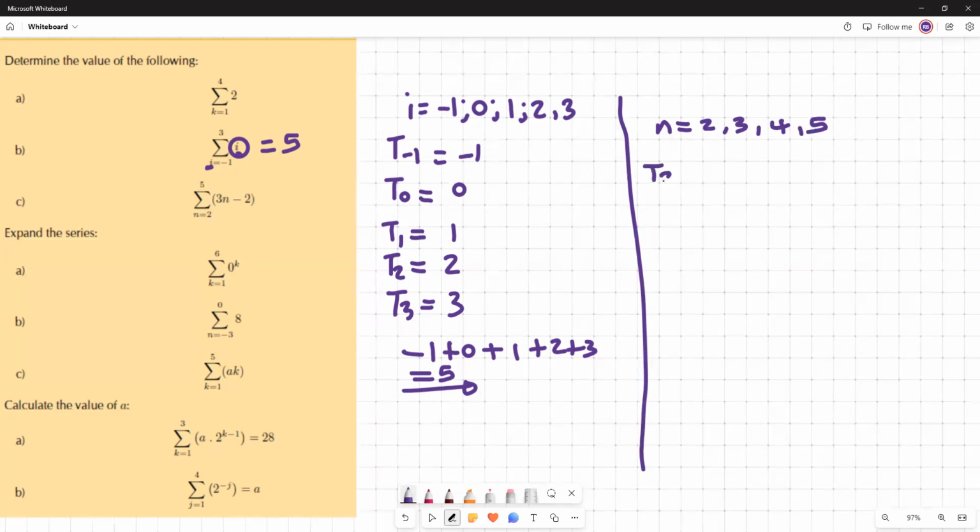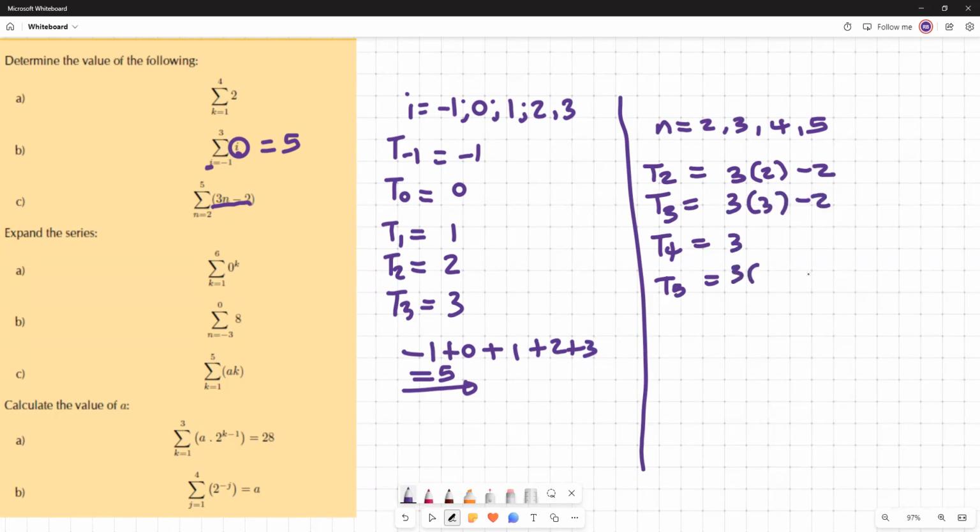So we're looking for t at 2, t at 3, t at 4, t at 5. Let's see what that yields for us. You have 3 in bracket 2 minus 2. You're substituting into your Tn formula, remember? Then you're going to have 3 times 3 minus 2, and 3 times 3 minus 2 minus 2. Here you input 4. Here you input 5. Then let's see what these yield.